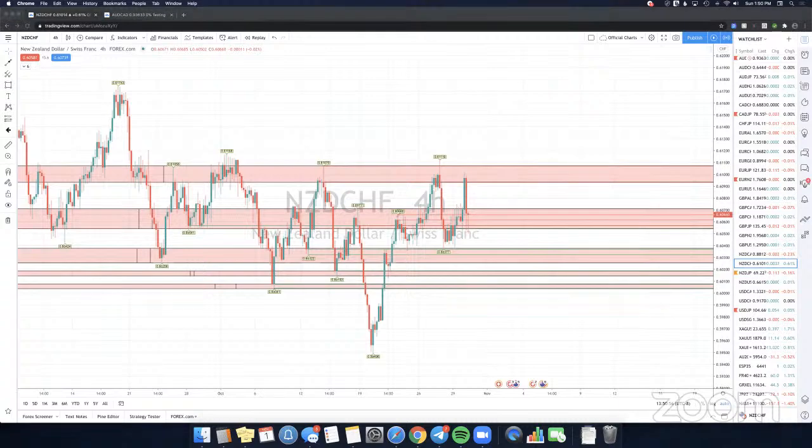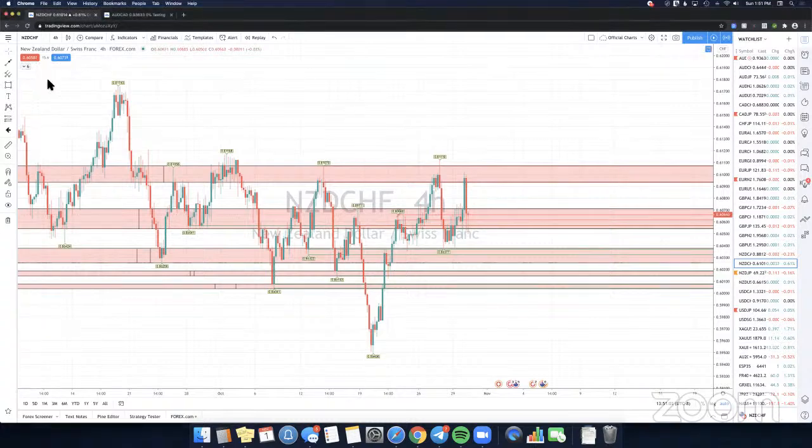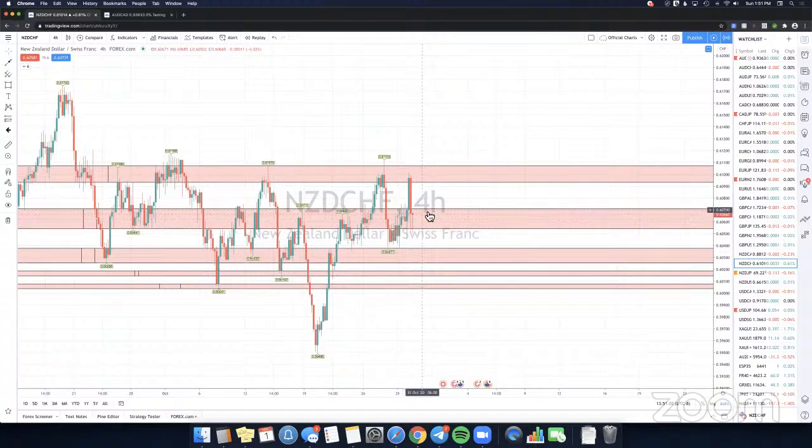So looking at NZDCHF right here, price is currently right here. Let me turn off the SR indicator. Price is currently right here within these two zones. So this upper zone right here is going to be 0.60710. And this lower zone down here is going to be 0.60542. So those are the two zones right there for NZDCHF.